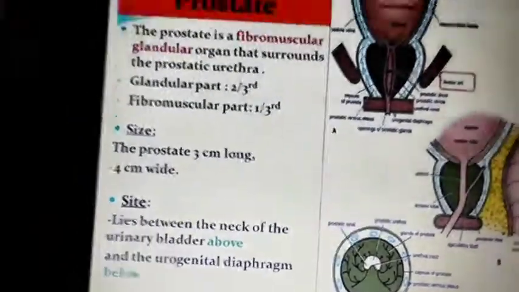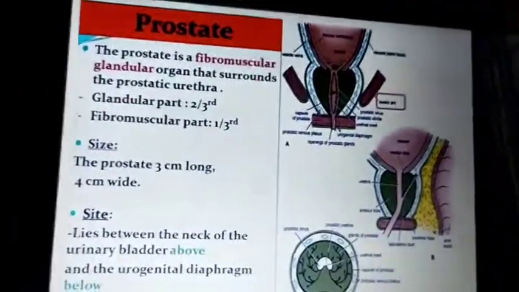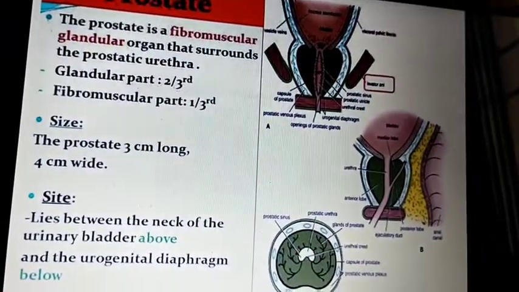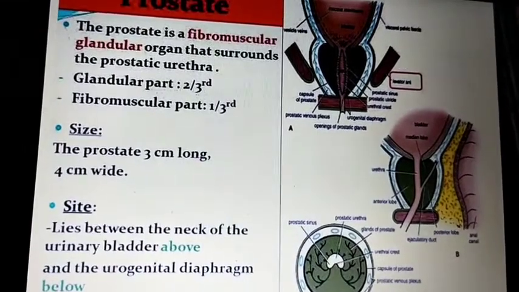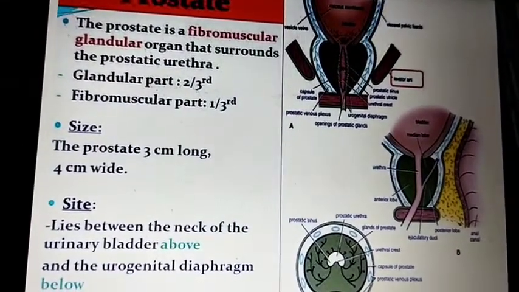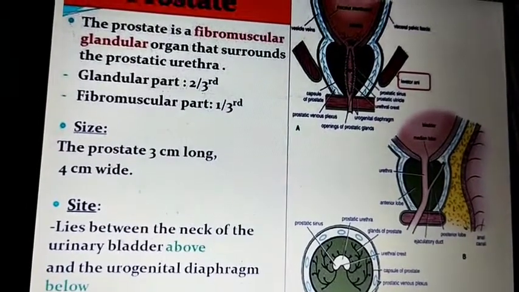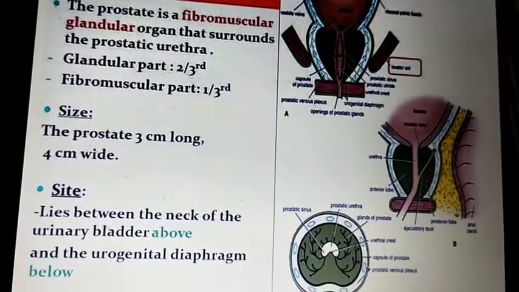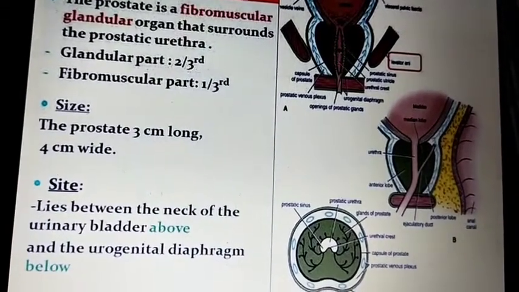Now we can go to the prostate. The prostate is a fibromuscular glandular organ that surrounds the prostatic urethra. Two-thirds of it is glandular and one-third is fibromuscular, in the anterior and posterior lobes only. Size, as I already told, is 3 cm long and 4 cm wide.